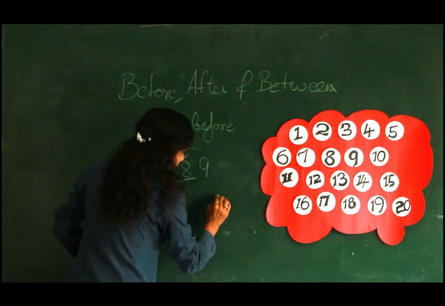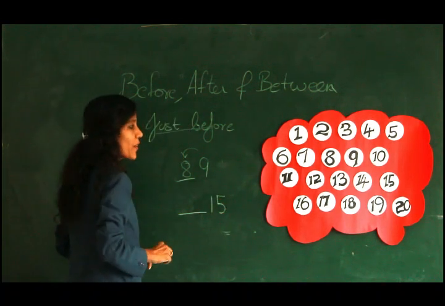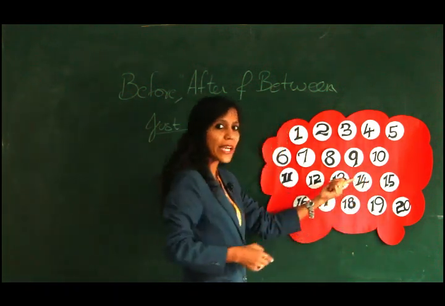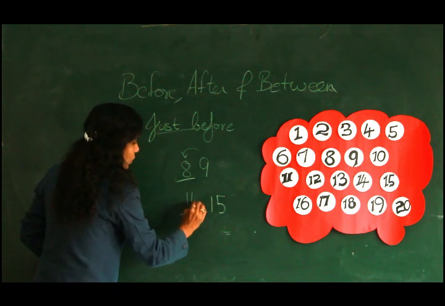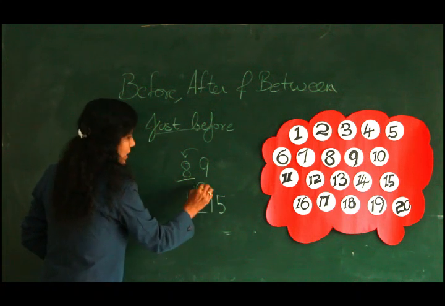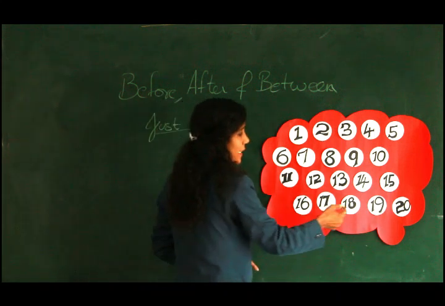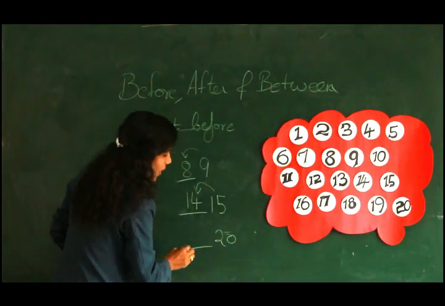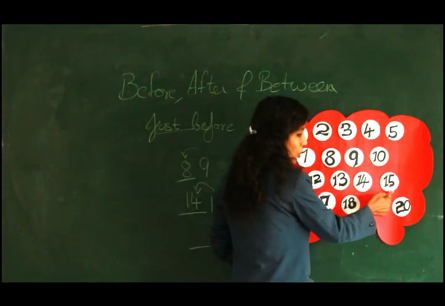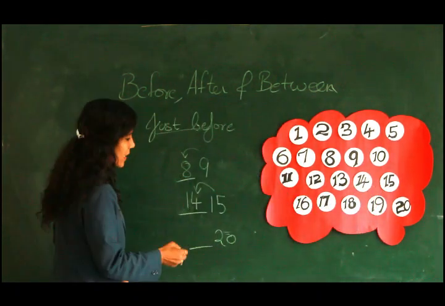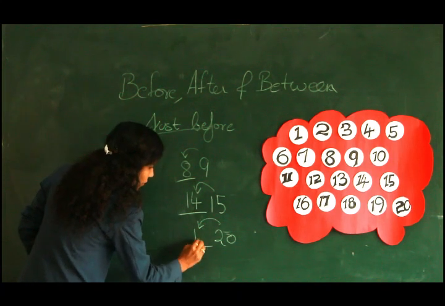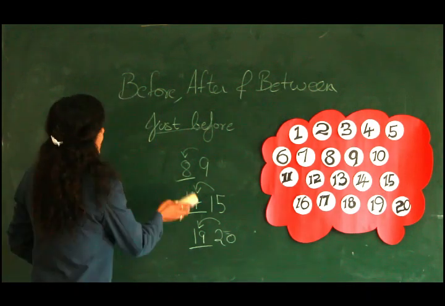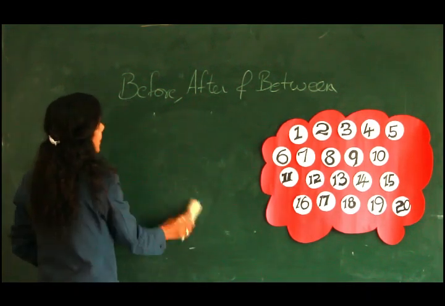Next, 15. Which is the number before 15? Again, going backward counting, we get 14. So the number just before 15 is 14. Similarly, if we take 20, which is the number before 20? For before, again you have to go backward counting, that is 19. So the number just before 20 is 19.